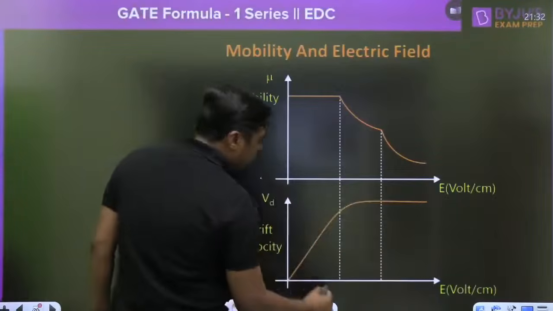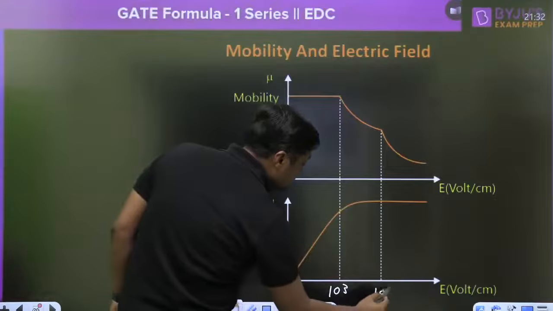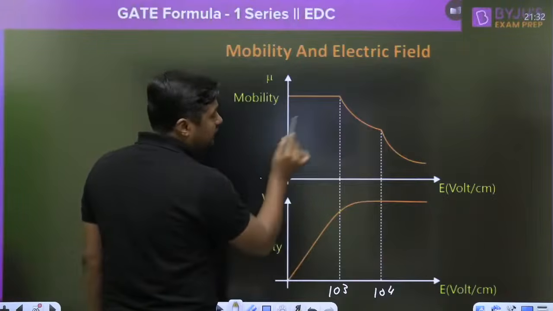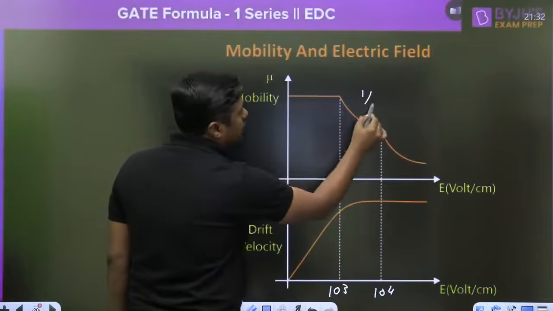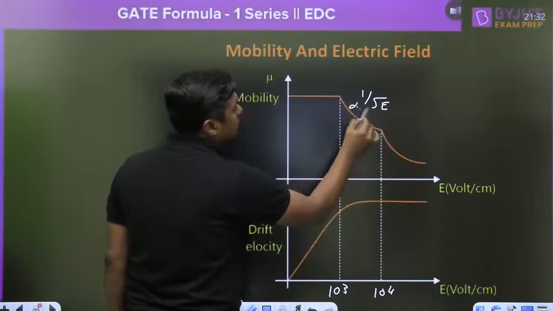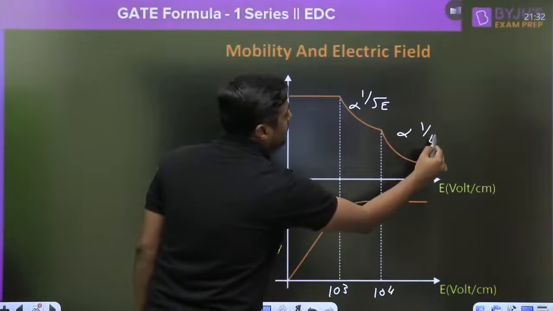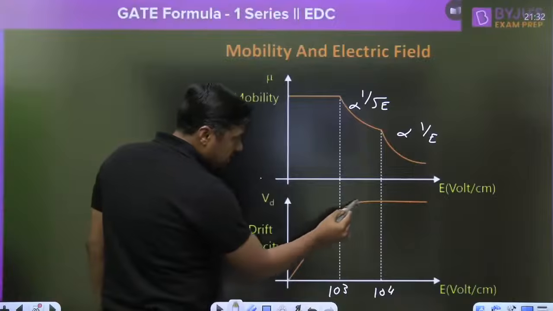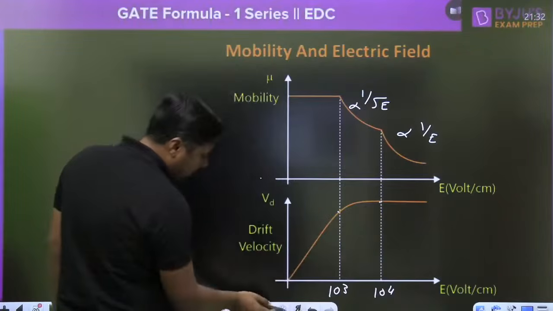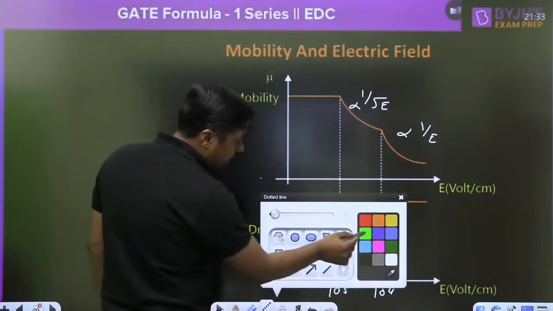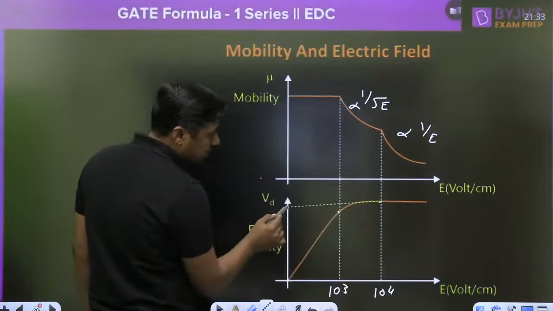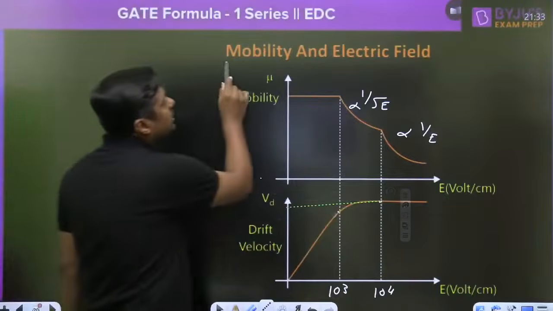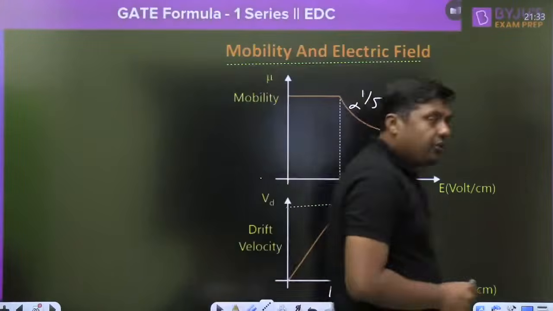So up to this range, mobility is constant, independent of the electric field. After that, it is proportional to 1 by root E, and now it is proportional to 1 by E. Vd increases linearly, then sublinearly, and after that it becomes constant. That is called saturated drift velocity. So that is the curve of mobility and electric field.